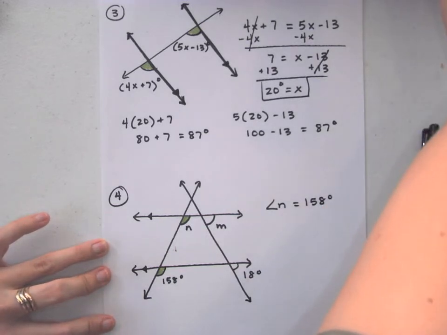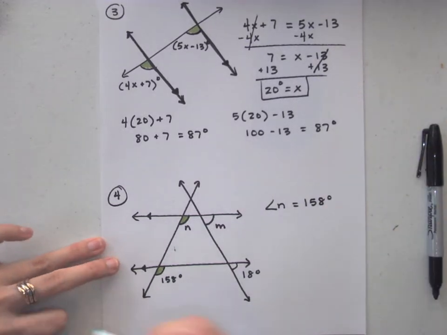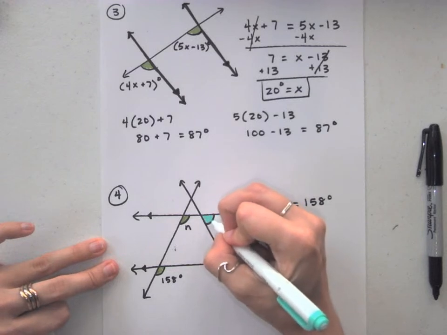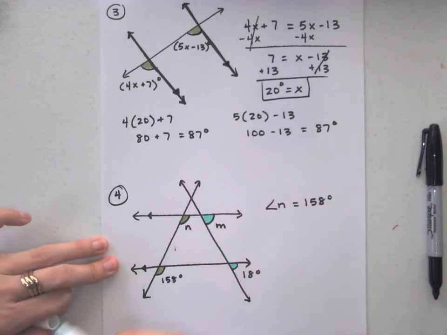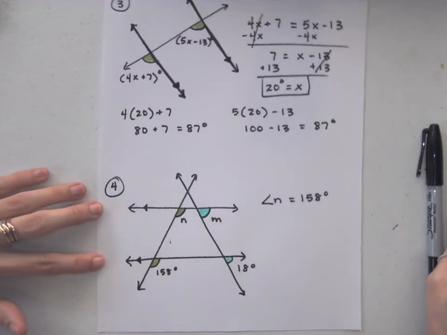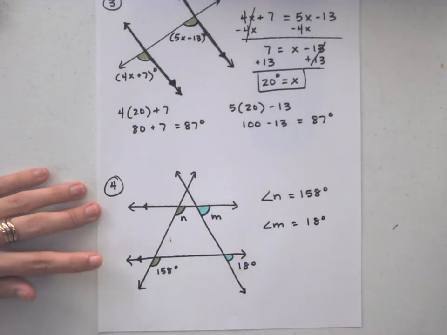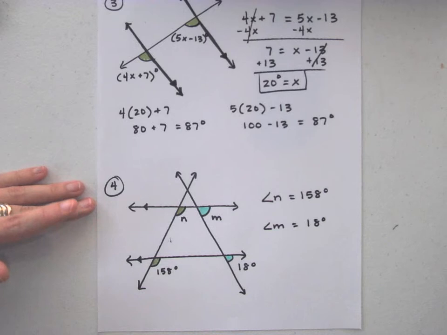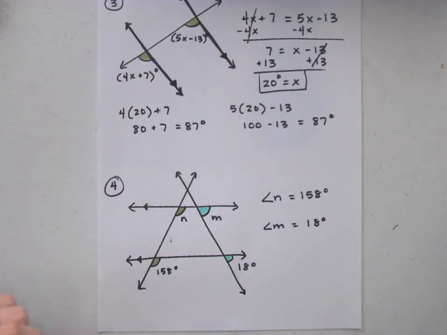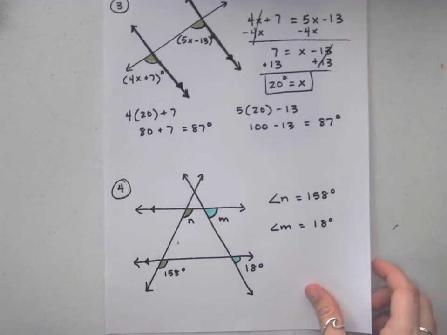And then we see that this other angle, angle m, is a corresponding angle with the one down here because they're in the same location. So angle m is 18 degrees. This one looked a lot more challenging at first, but look at that. Not much work to do to solve it. Okay, so corresponding angles are always congruent.